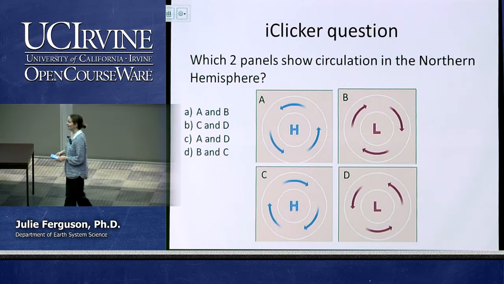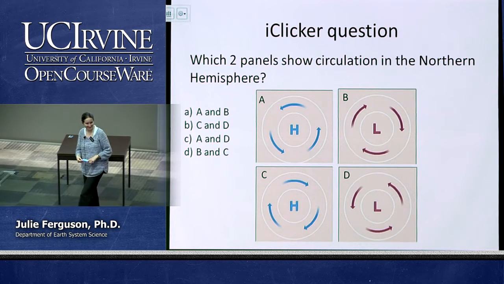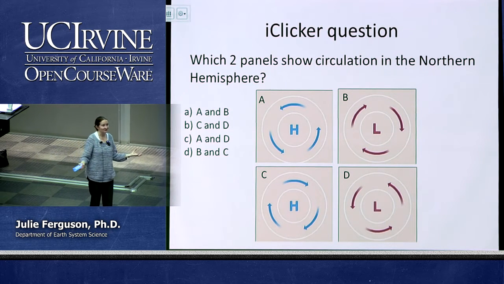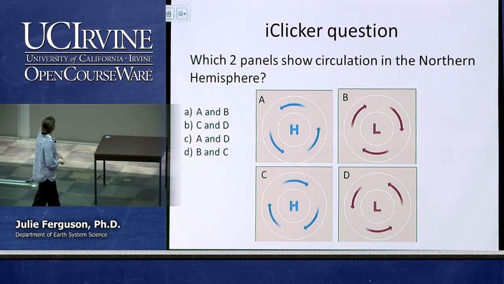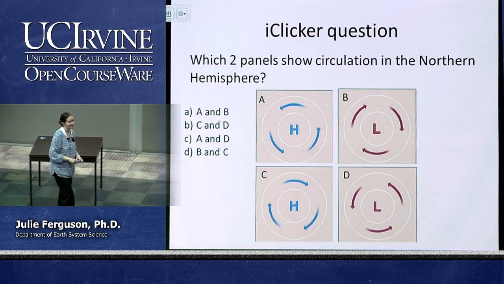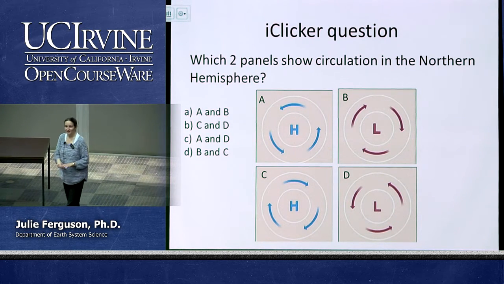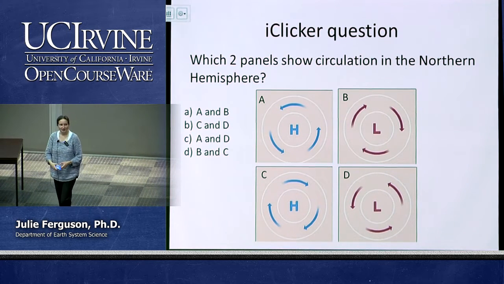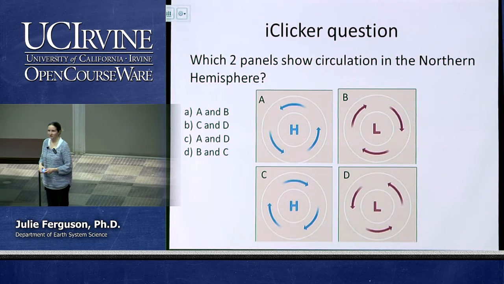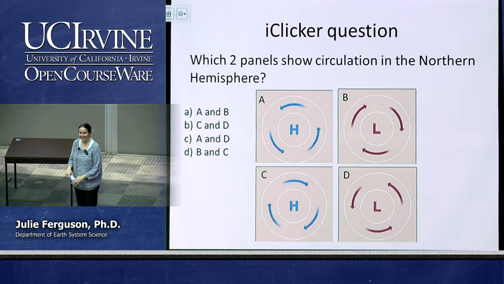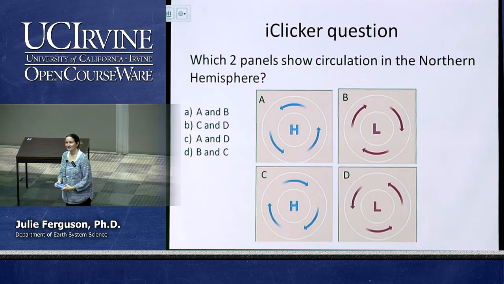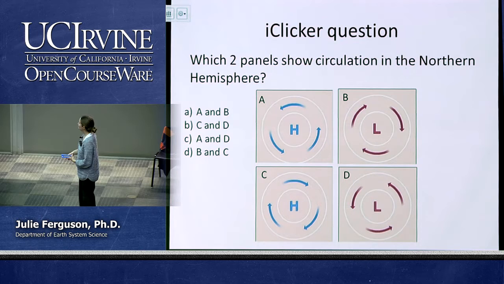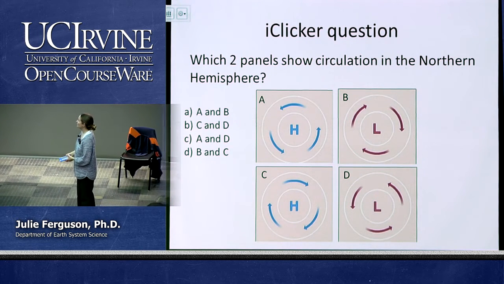So I have a really good question for you. So we have highs and lows in our atmosphere. And what I want you to tell me is, this is up in the free atmosphere, thinking about that air goes from high to low, and you're from the northern hemisphere, so you're always deflected to the right, okay? So see if you can work out the resulting air patterns that would happen in the northern hemisphere. So which two panels show circulation in the northern hemisphere?